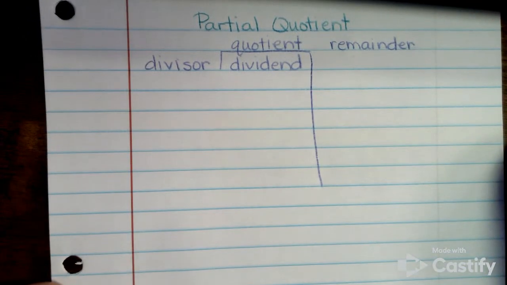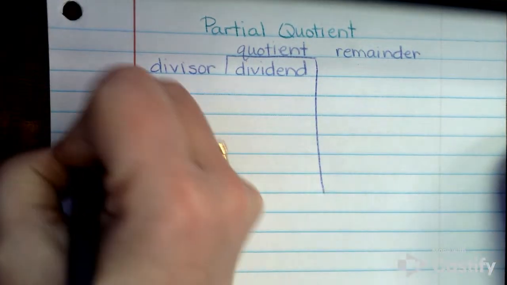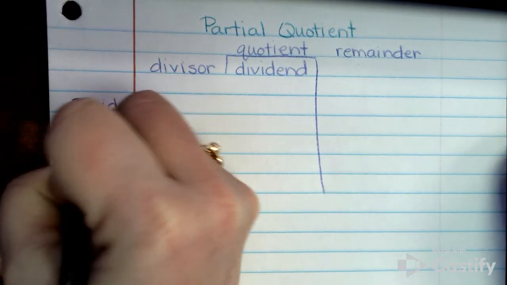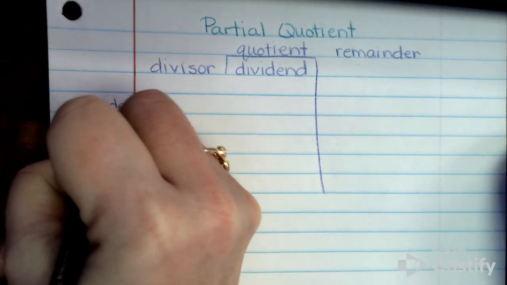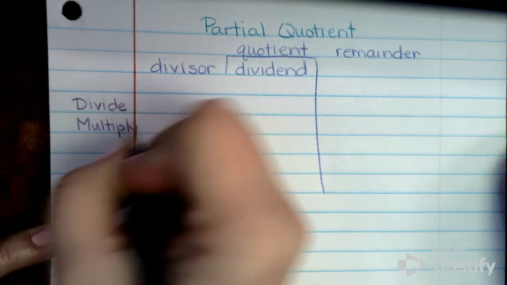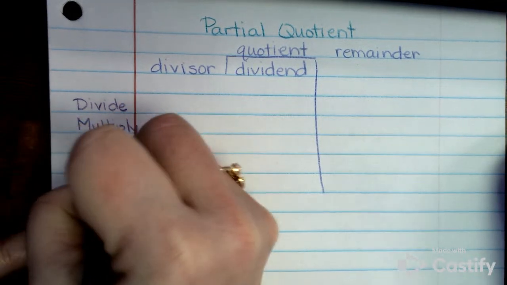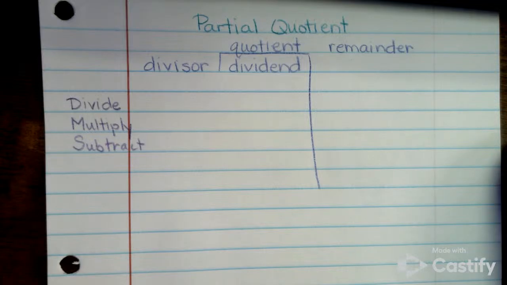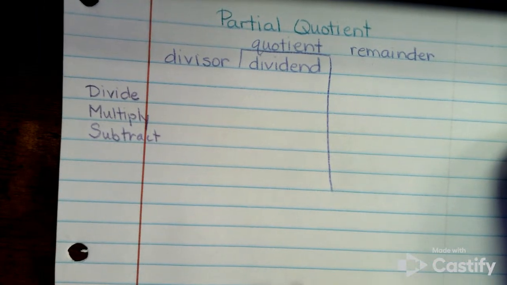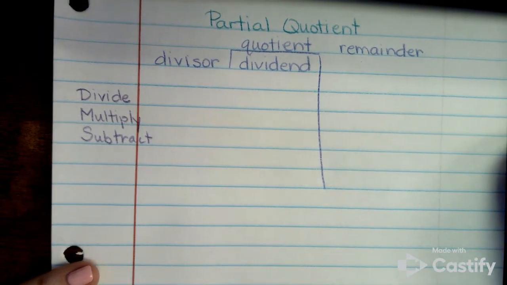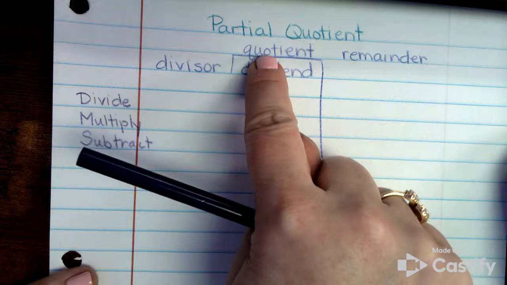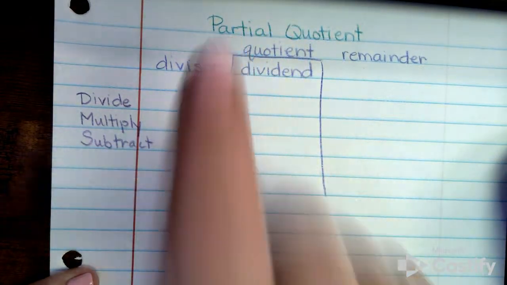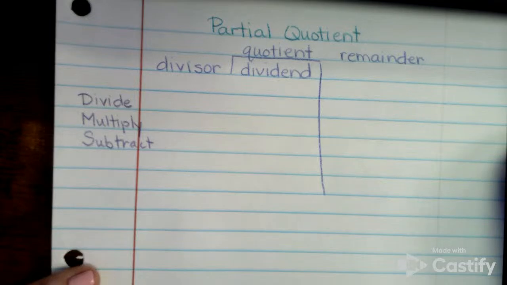So just like the standard algorithm, we still use steps. And the steps that we use are divide, multiply, and subtract. In standard algorithm, there's also bring down, but we do not use bring down in partial quotient. And just like it's partial quotient, quotient is the answer to a division problem. We're going to find the quotients part by part and then put them together for our final answer.